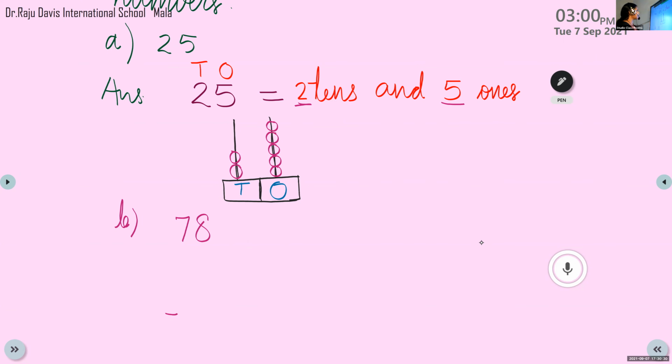Since 78 means 7 tens and 8 ones, we have to draw 7 beads on the tens space and 8 beads on the ones space.